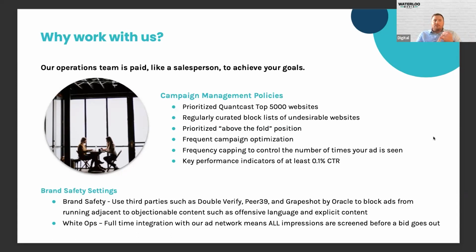Obviously, do they make frequent campaign optimizations? Do they use a dashboard? Do they take into account all the targeting elements? Do they make those frequent optimizations by removing underperforming targeting options and adding more top performing targeting options? Those are some really key things to consider when you're working with someone with display.